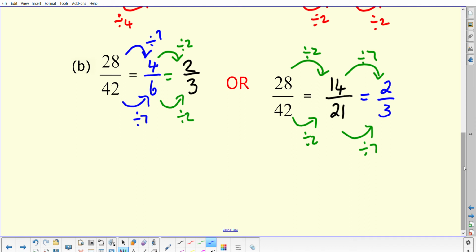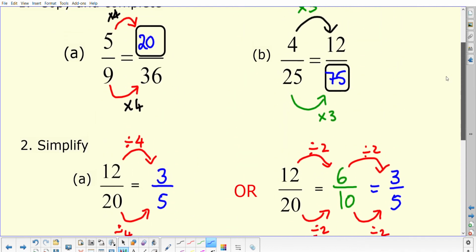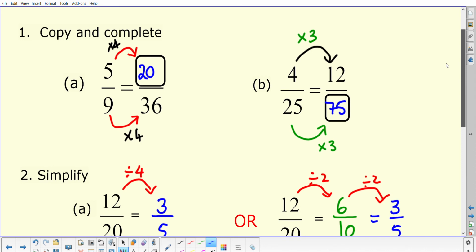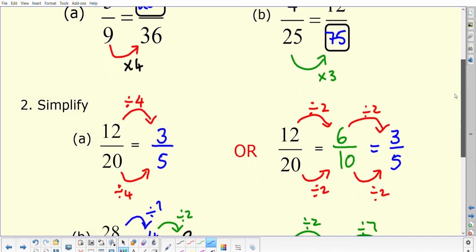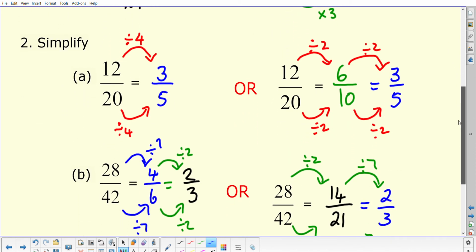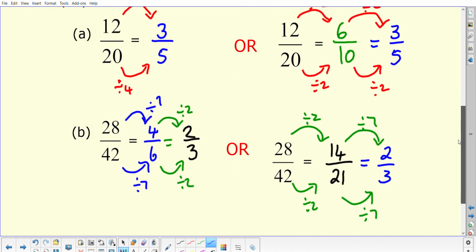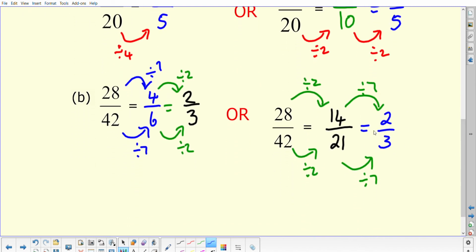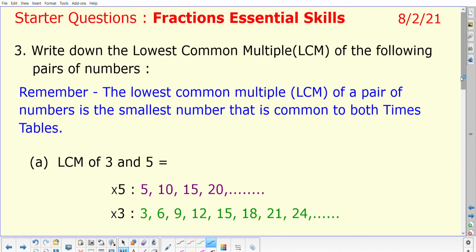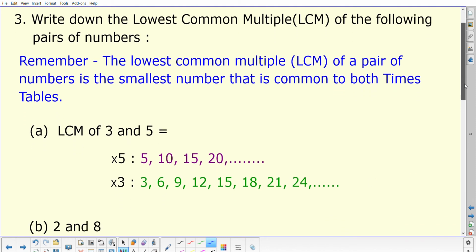So we can find equivalent fractions by, like question 1, multiplying up the way, or we can find them by simplifying, where we're dividing. And when we're trying to do that, we want to get it down to being as simple as possible. So that's one of the skills I need you to be able to do.